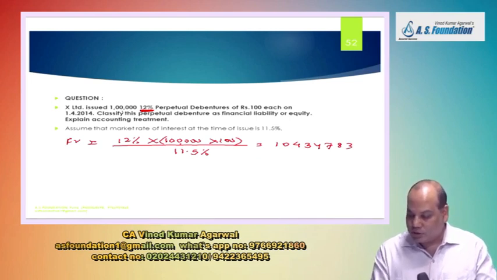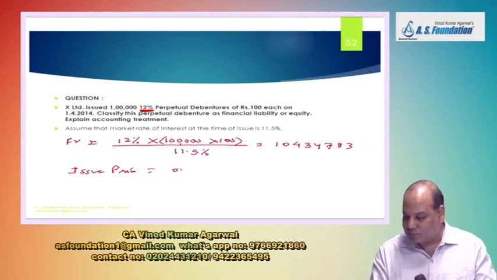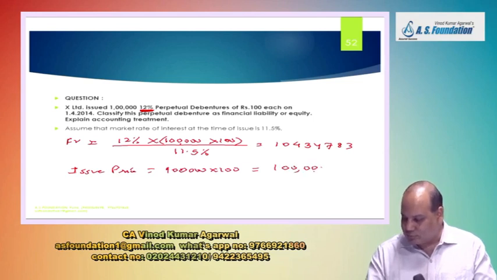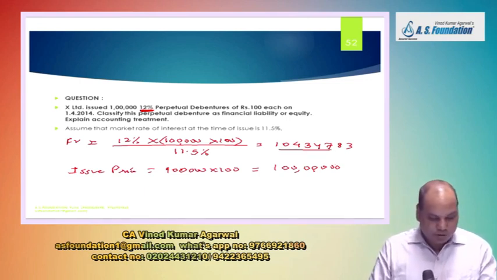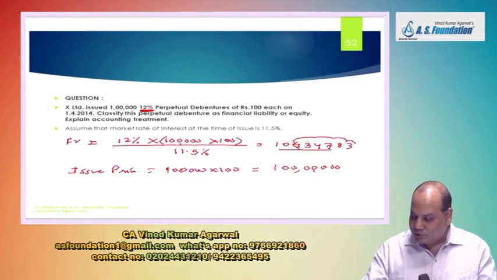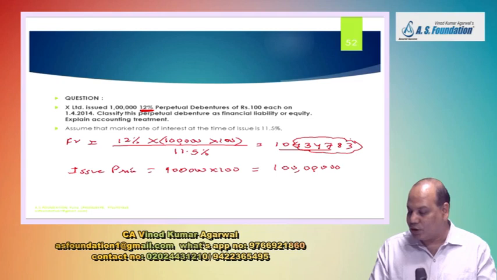And how much is the issue price? Issue price will be 1 lakh into 100, which is 1 crore. And the fair value is this much. So there is a gap between these two numbers. What will you do? The remaining amount you will treat as loss and capitalize it at 1 crore 4 lakh 34,783.